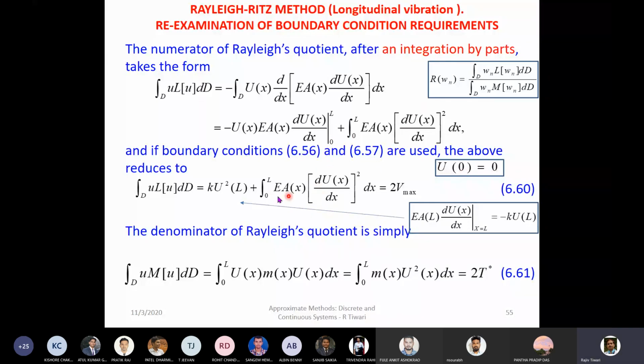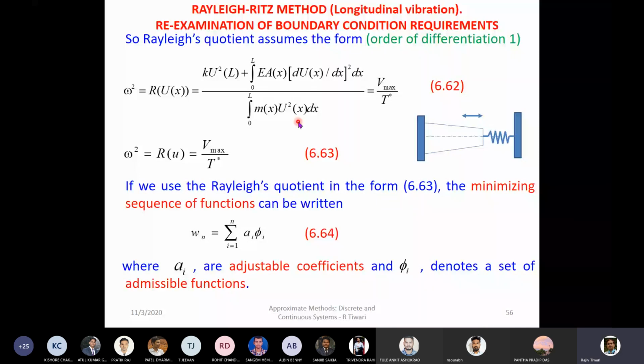Then this is as it is. Now we are representing this as twice of V max. That is the maximum potential energy as we defined in the Rayleigh's quotient. Similarly, for the denominator part here, m is a simple function, so there is no problem here. We can just keep that as it is, and there is no integration by parts required here because there is no differentiation here. Now we put back this and this in the Rayleigh's quotient.